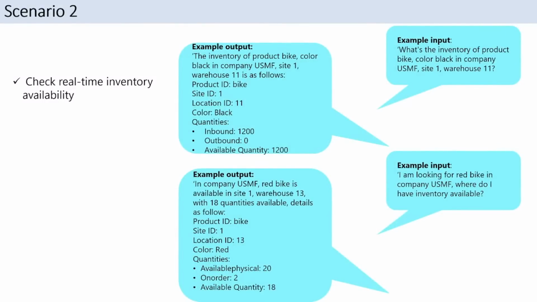inventory of product bike in the color black in company USMF. And if you can define the site and the warehouse, even better. So Copilot will respond with the output of the certain product bike with color black in the company legal entity USMF and site 1, like warehouse 111. So it brings out the inbound stock information and physical available information. If you have more physical measures of this product configured in inventory availability, Copilot will also get the information and list it out as the output.